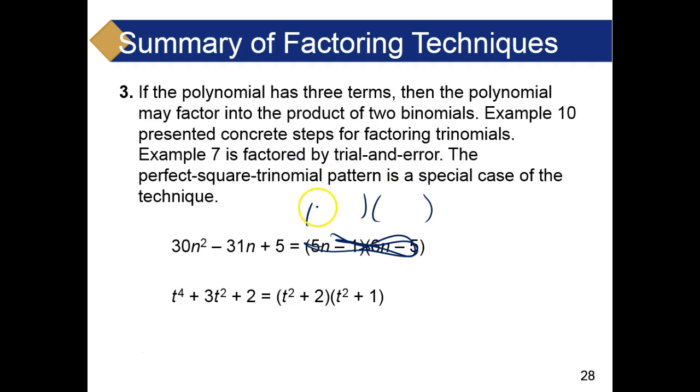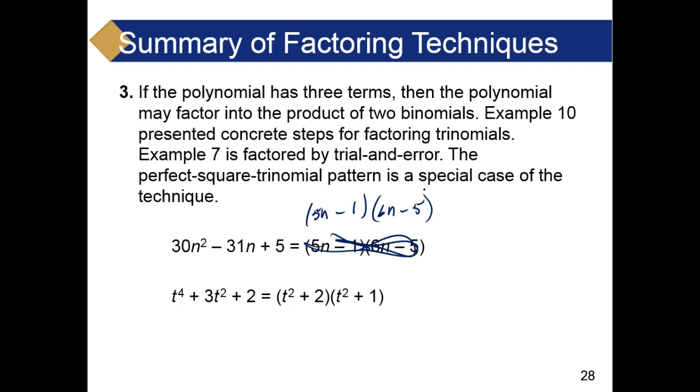He said, let's try 5n and 6n. And then he looked at the sign of the last term. It was positive. That means these 2 signs have to be the same. Looking at the sign of the middle term being negative, it has to be minus and minus. Then you look at the 5. What's the only possible factorization for 5? 1 and 5. Now that's the one we'll try first, and it happens that it works, 1 and 5. Now how do you get the 31?